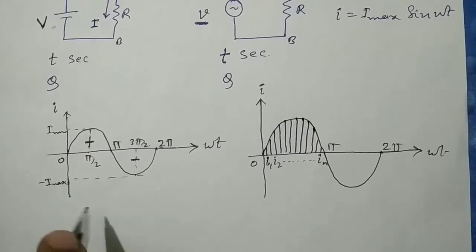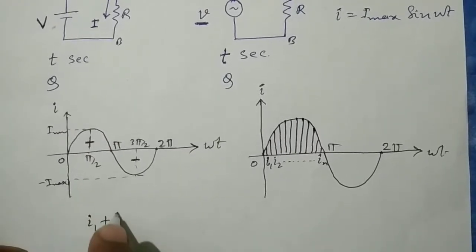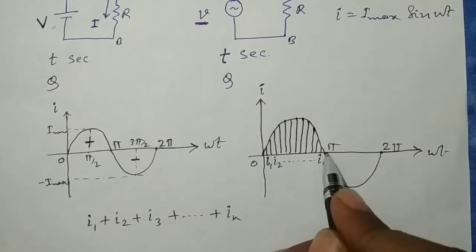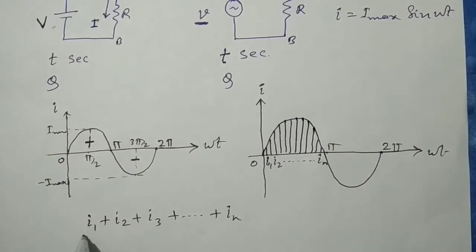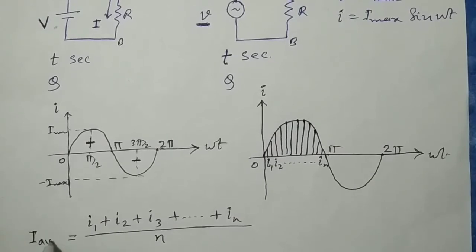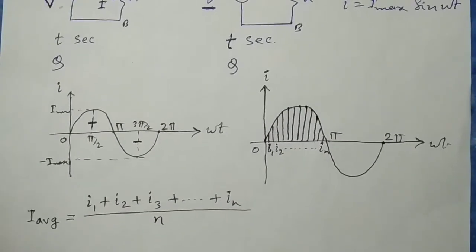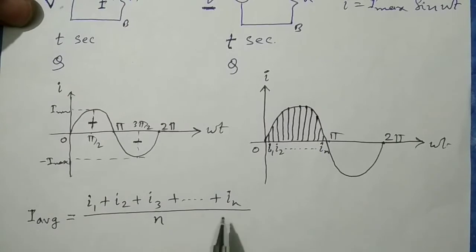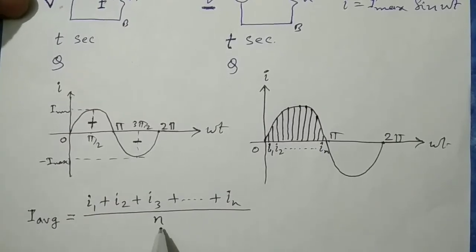Now, if we add all these currents, that is, I1, I2, I3 up to In, we'll get the total current between 0 to pi. And if we divide it by n, the number of segments, it will be considered as the average current for this alternating parameter. So we add all the currents I1, I2, I3 up to In, divide by the number of segments n, and it will be considered as the average value.